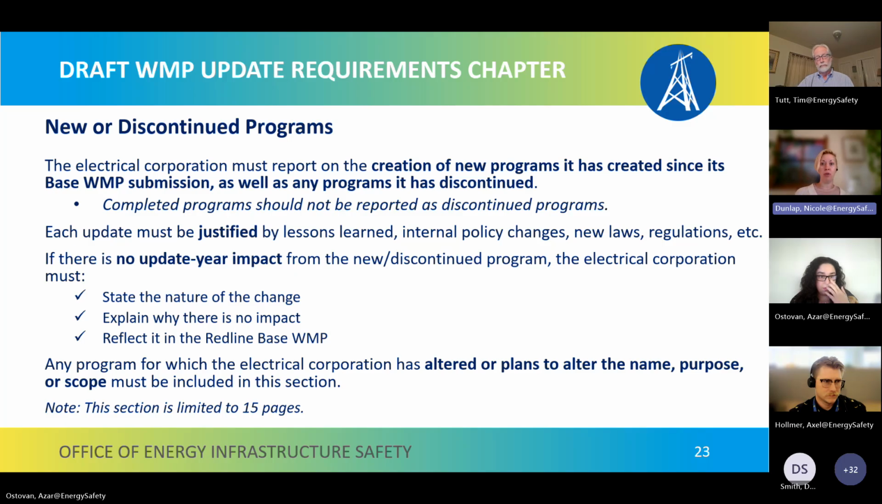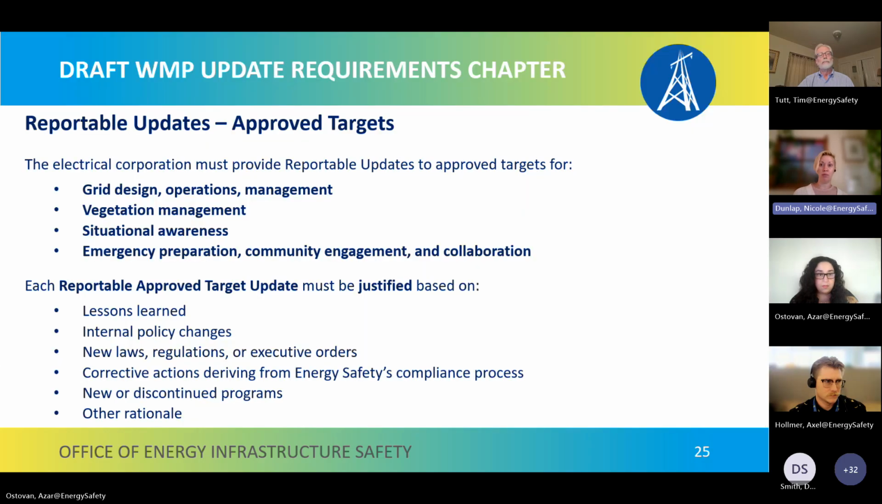There are some notable changes to what we see as a reportable target update. As with prior update guidelines, electrical corporations must submit target updates only in the following 4 mitigation categories: grid design, operations and management, vegetation management, situational awareness, and emergency preparation, community engagement, and collaboration. All reportable updates to targets as discussed on the following slides must be explained and justified due to a lesson learned, policy change, regulation change, or otherwise.